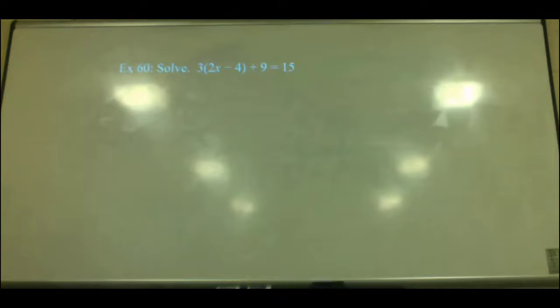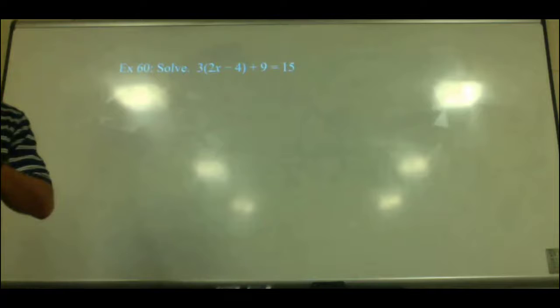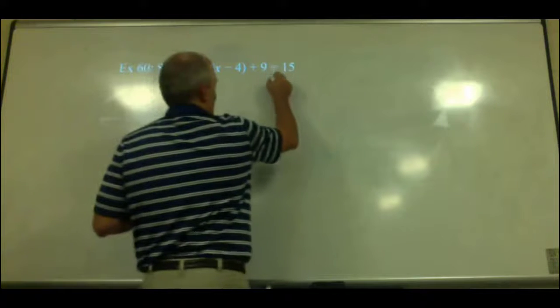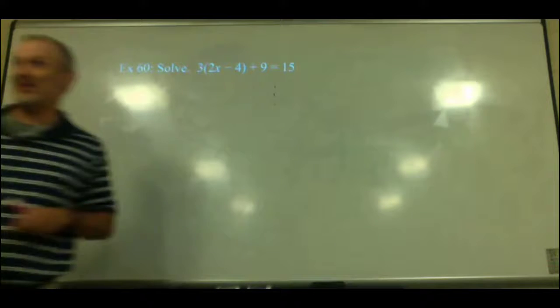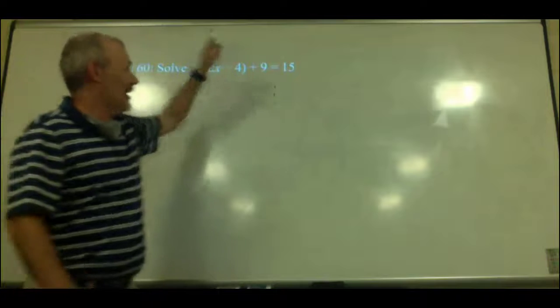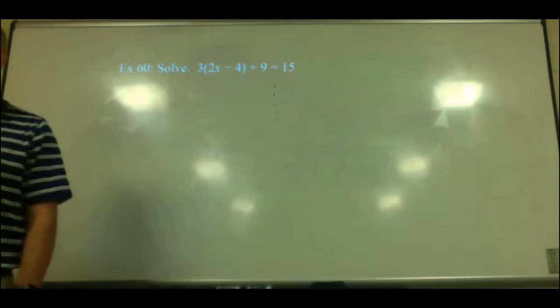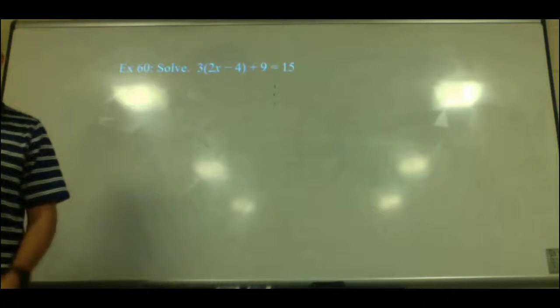Okay, number 60, getting serious here. What separates the sides? The equal sign, right? So the only thing we don't have to get rid of is the 15. We've got to get rid of the 3, the 2, the 4, and the 9. We've got 4 steps this time. Do you think we can do it? Yeah, I think you can do it.